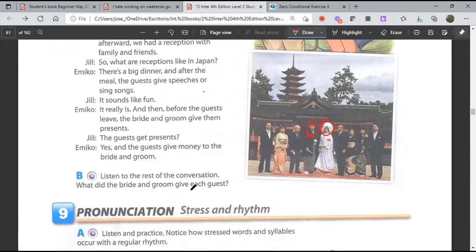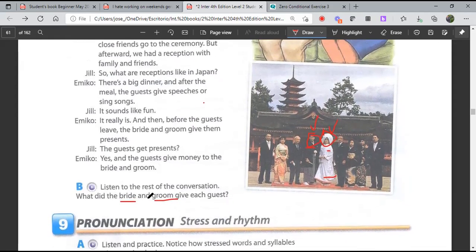What did the bride and the groom give each guest, verdad? A bride and the groom. Bride and groom. ¿Cuál sería la palabra para novio y cuál sería la palabra para novia en este contexto? Bride is the woman and groom the man. All right, so bride is the woman, correct? Yes, is the bride. And the groom is the gentleman, right? So this is the groom and this is the bride, all right? So you don't have to get confused in there, okay? Thank you. So listen to the rest of the conversation.